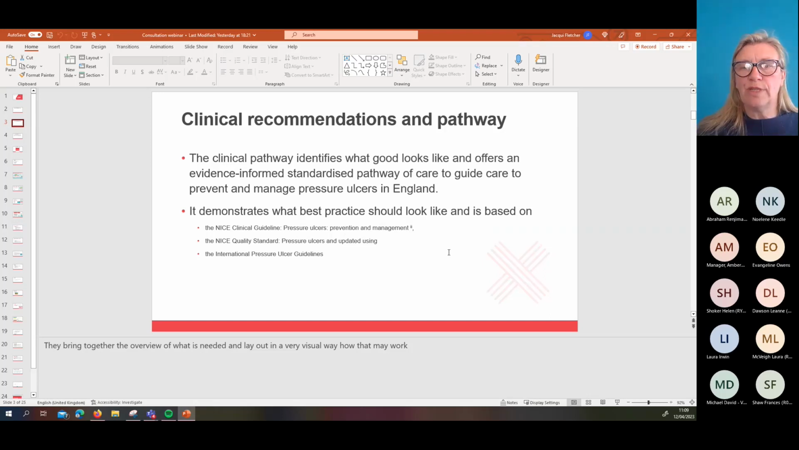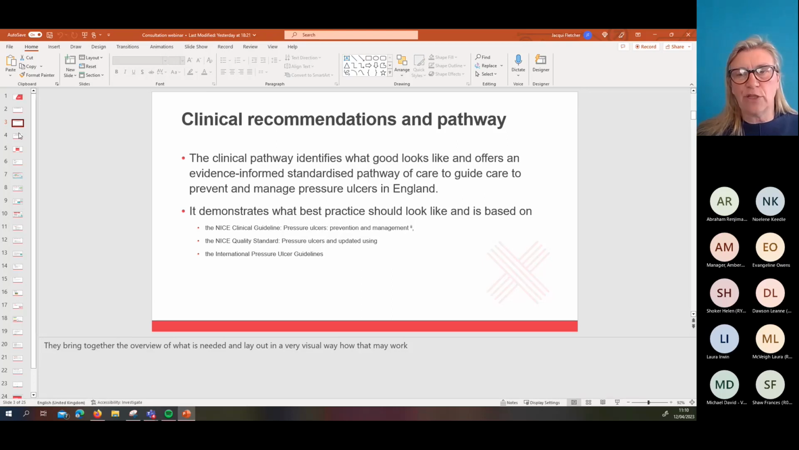So what we've tried to do is put together something that will be standardised across the whole of England. So the pathway identifies what good looks like, and it's based on a good, strong evidence base. So it's an evidence-based pathway, and we hope it's what will be adopted across the whole of England. It's based, as I said, on the NICE guidelines, the NICE standards, and also on the international pressure ulcer guidelines, which are produced by the European Pressure Ulcer Advisory Panel, the American and the Pan-Pacific panels as well. NICE guidance was updated in 2014, reviewed in 2018, and the international guidelines in 2019, and they will be due for a review again in 2024.